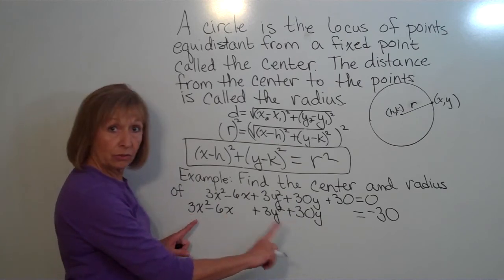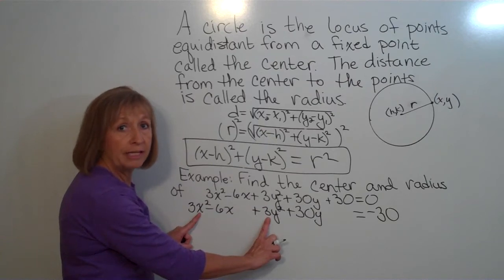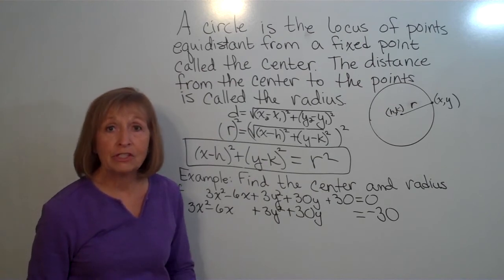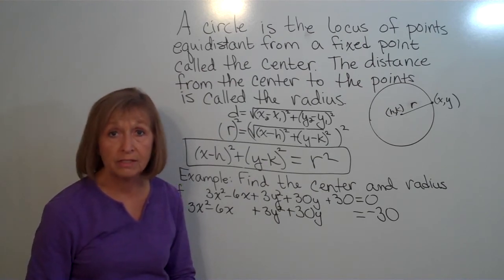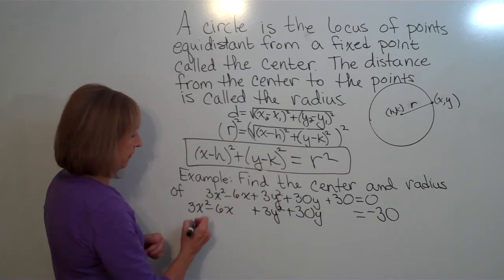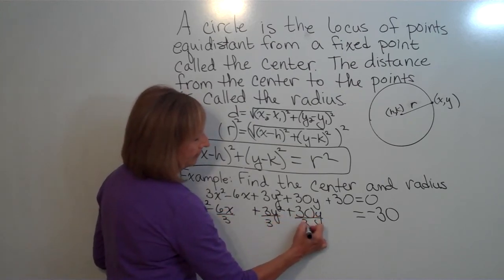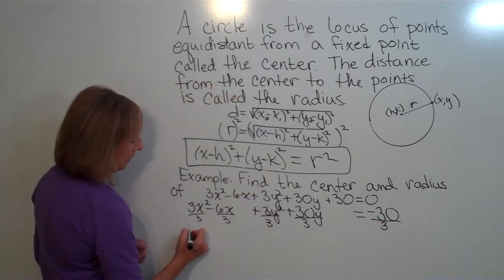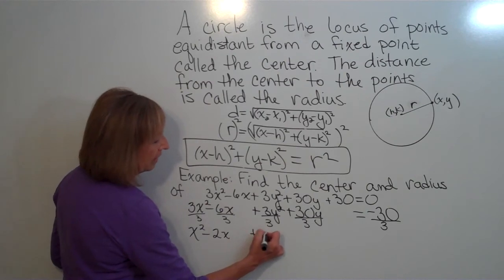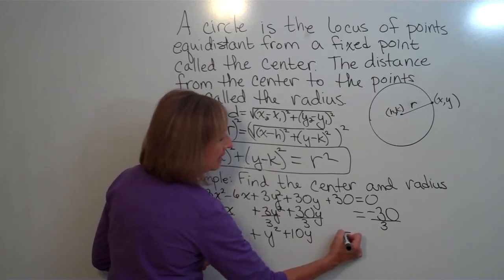And now with a circle, if your coefficients in front of your square terms aren't 1, divide everything through by whatever that number is, even if it gives you fractions. You need to have the coefficients in front of your x squared and y squared terms 1 to do your work with finding your information for your circle. So we're going to divide everything through by 3. And we get x squared minus 2x space plus y squared plus 10y space is equal to negative 10.